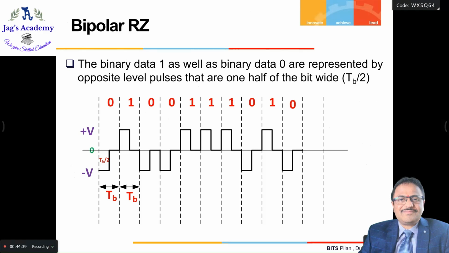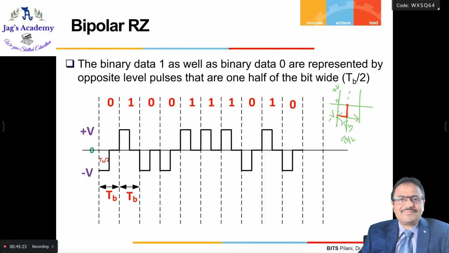See, this is the TB interval, which means one bit interval. Now this is TB by 2. This is the 0 level, this is plus V, and this is minus V. Suppose your pulse starts from here and goes to 0 before TB. In TB by 2, it goes to 0. That's why we call it return to 0.